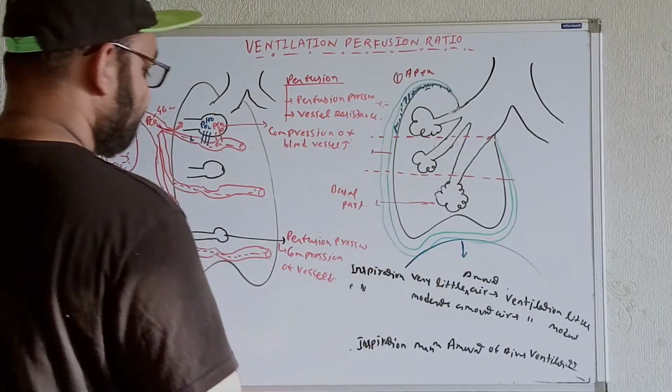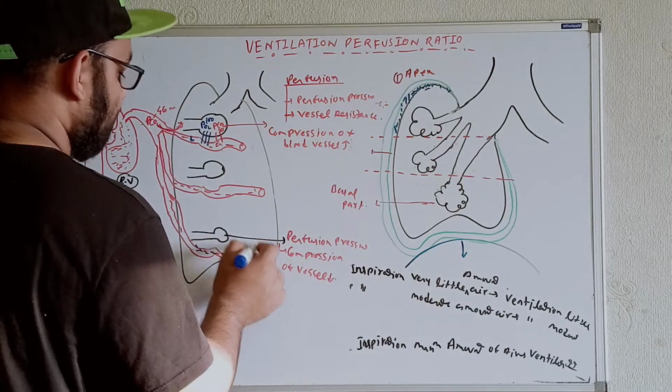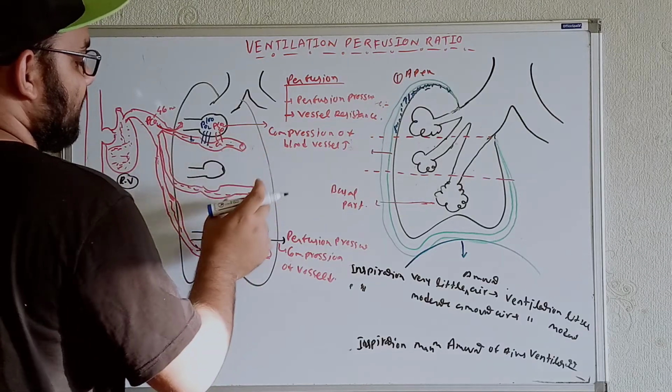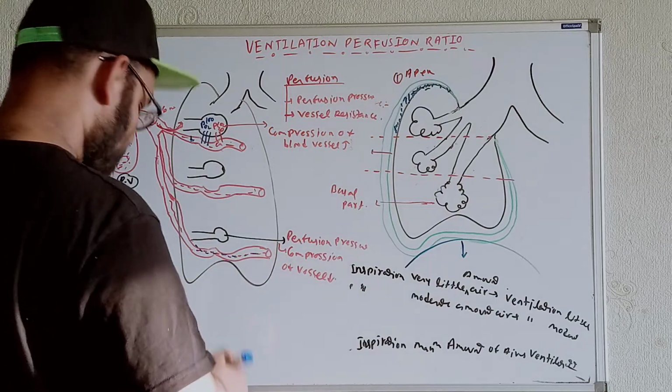So in these cases, here the perfusion will be more. The blood that will come here more. There the blood that will come here the least. So in these cases we will get the least perfusion. In these cases we will get what? The moderate perfusion. In these cases we will get the maximum perfusion.